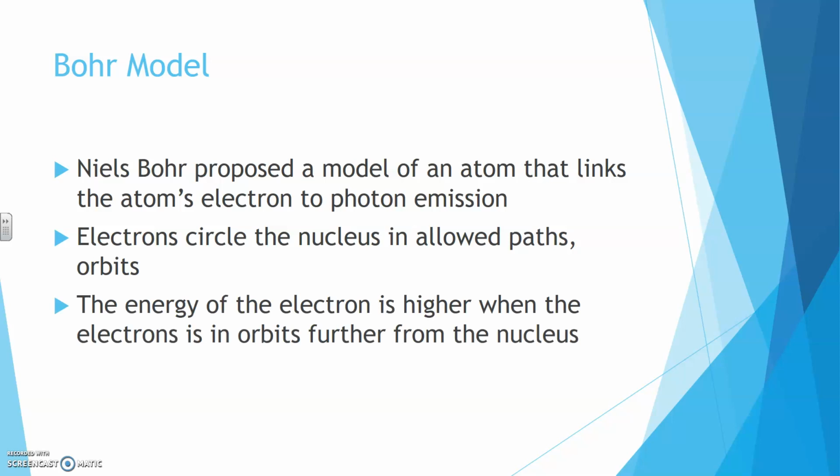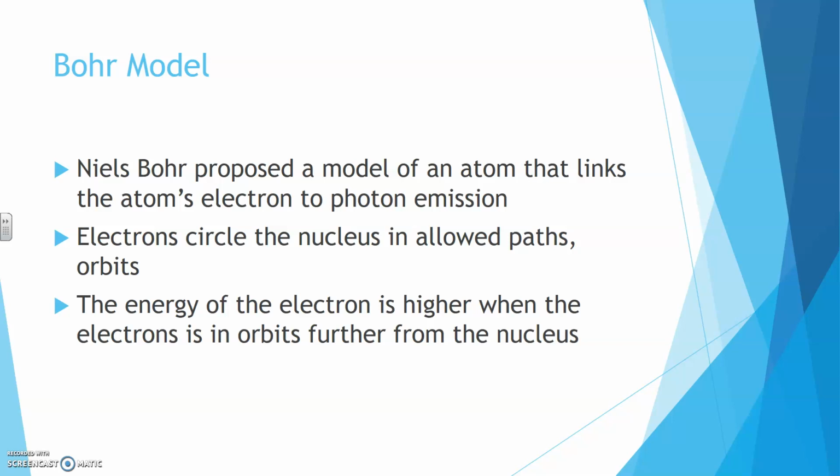Now the energy of these electrons is higher when an electron is in an orbit that is further from the nucleus. Okay, so their ground state is closer to the nucleus, but if they absorb enough energy, they can jump to an outer energy level, an outer orbit, where they have that higher energy.